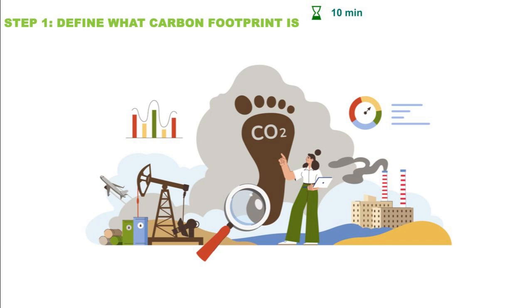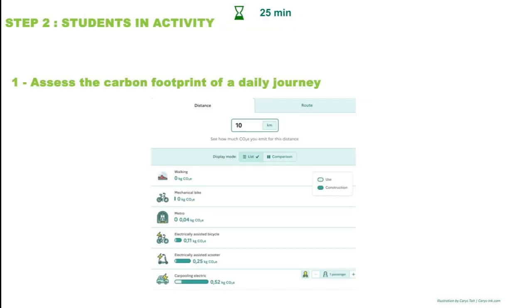Interesting. I heard that transportation is a major contributor to greenhouse gases. Yes, in France, transportation accounted for 31% of greenhouse gas emissions in 2019. Wow. So, how can we reduce our carbon footprint when it comes to transport? Great question. We can start by estimating our carbon emissions from our daily journeys. How do we do that?